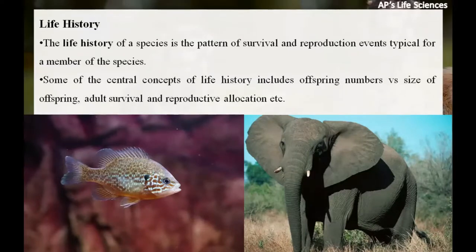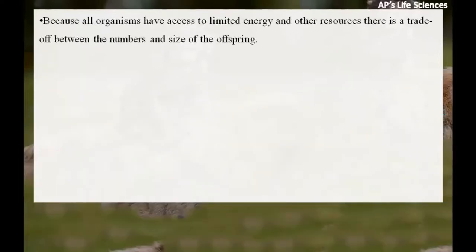So some of the central concepts of life history include offspring number versus size of offspring. That is, how many offspring the particular organism is going to produce and of which size. Then the second factor is adult survival and reproductive allocation. So how this reproductive allocation is related to the adult survival. We will discuss it in detail.